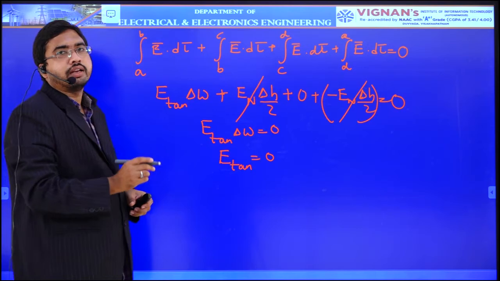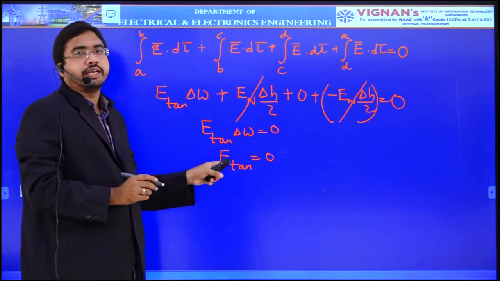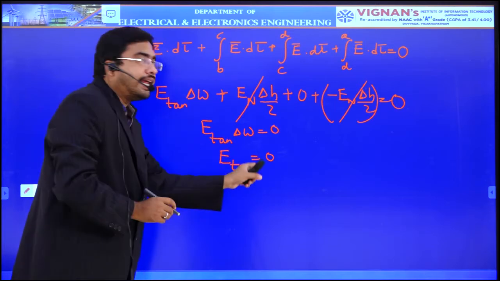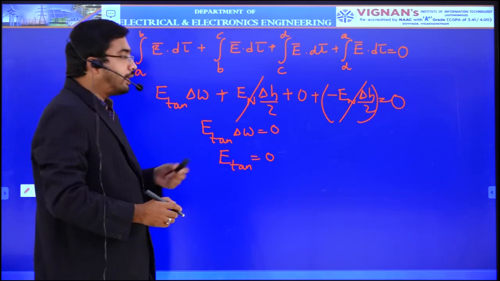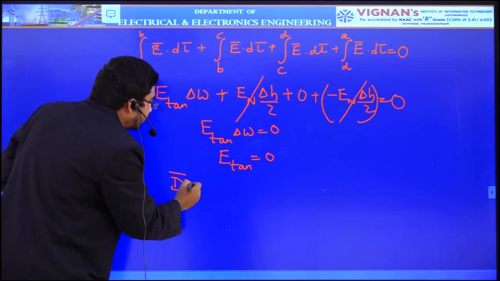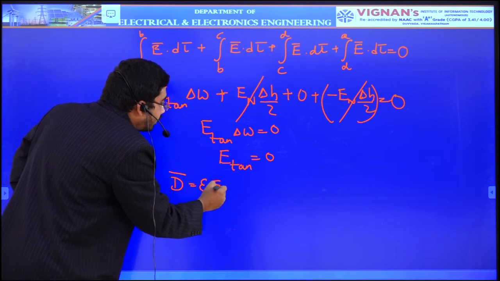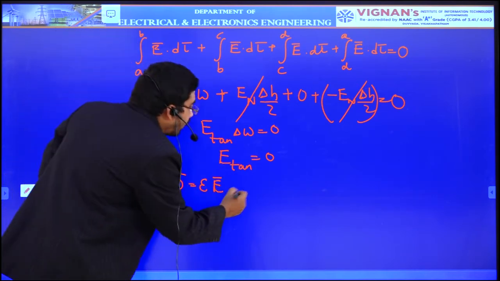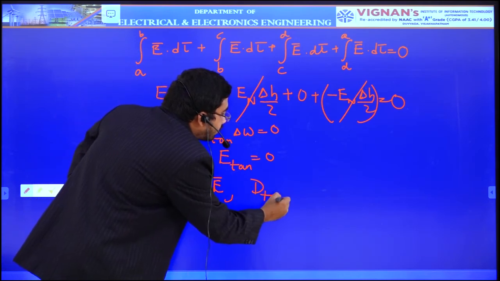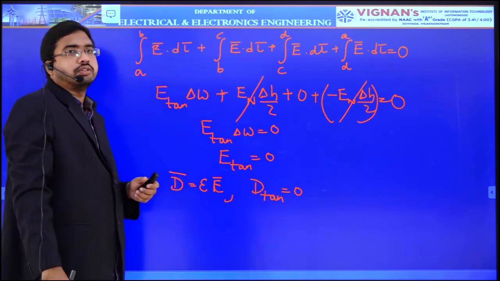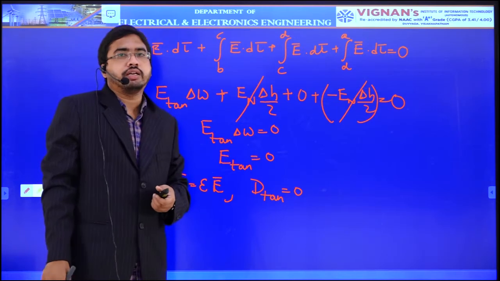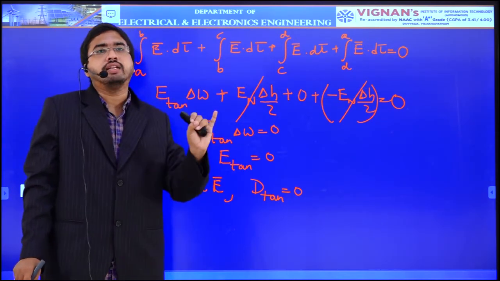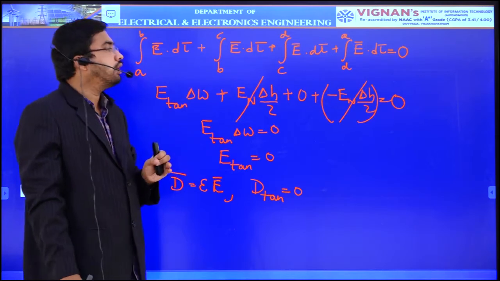This is your final boundary condition for electric field intensity between a conductor and free space. So if E tan is equal to 0, what will happen to D tan? Because we know that D bar equals epsilon into E bar. So if E tan is 0, D tan is also equal to 0. So this is the first part of the boundary conditions between the conductor and free space: E tan equal to 0 and D tan equal to 0.